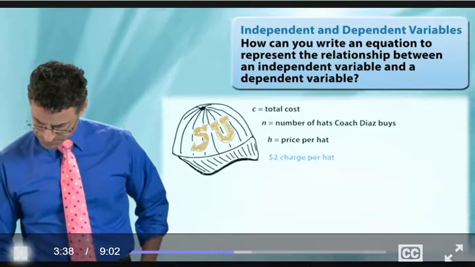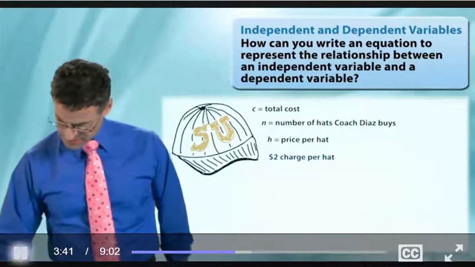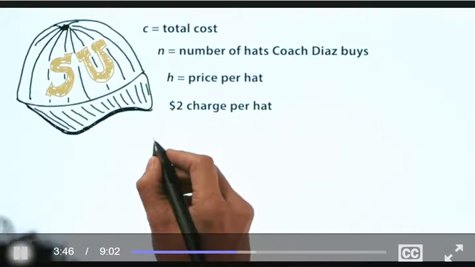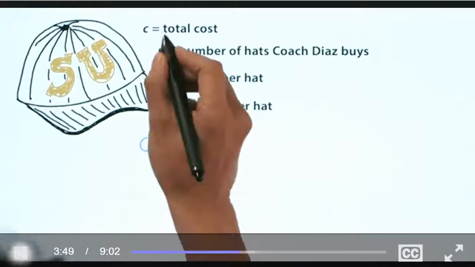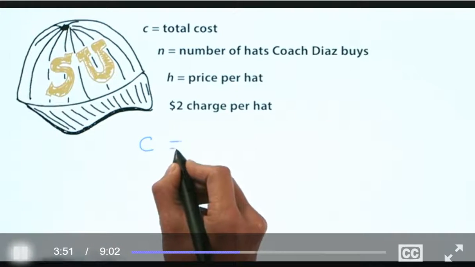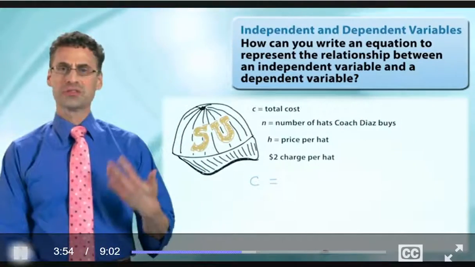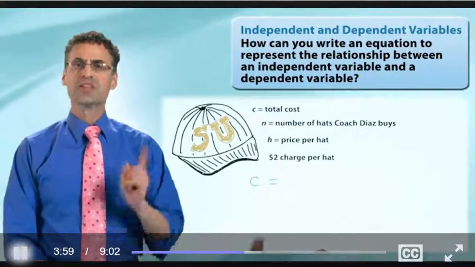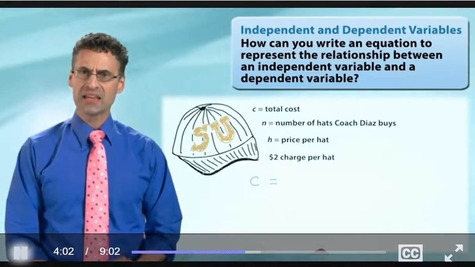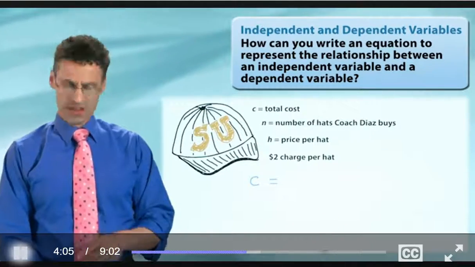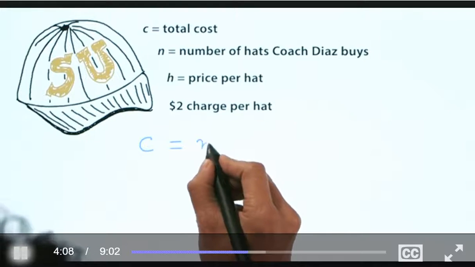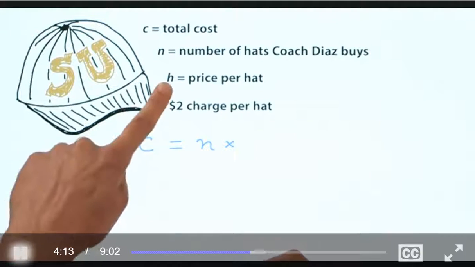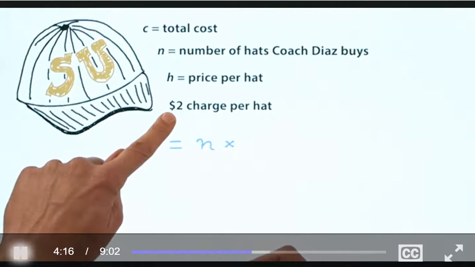Well, if we think about it, the cost of the hat would be equal to C. So the total cost equals. And now we have to figure out what the rule is. So what we were told is that the total cost C is equal to the number of hats, that's N, times the sum of something. So the number of hats, that's going to be N, times the sum of the price per hat plus the $2 service charge.